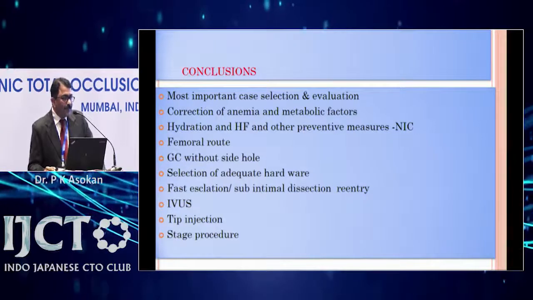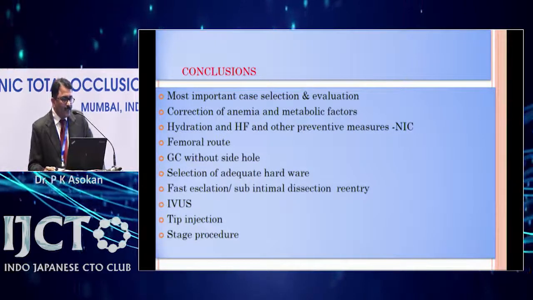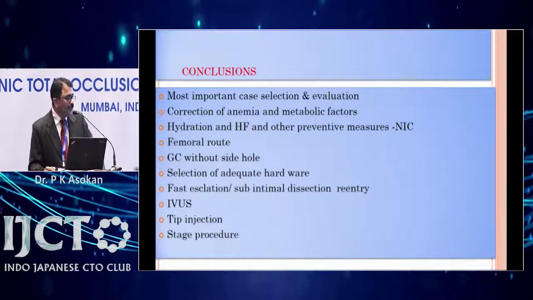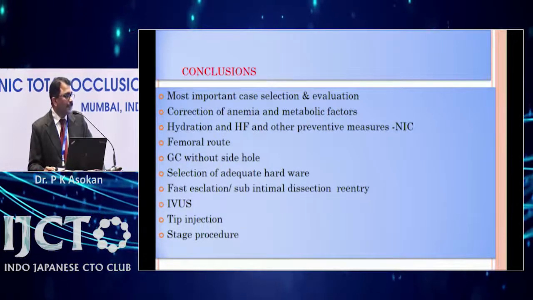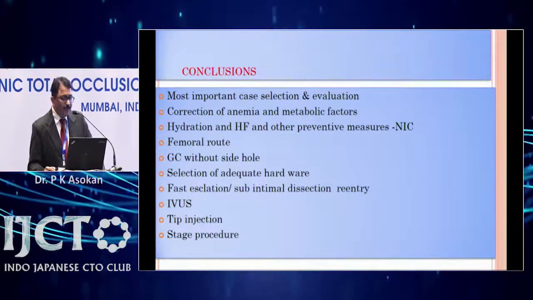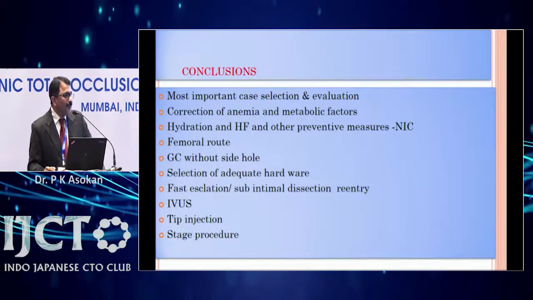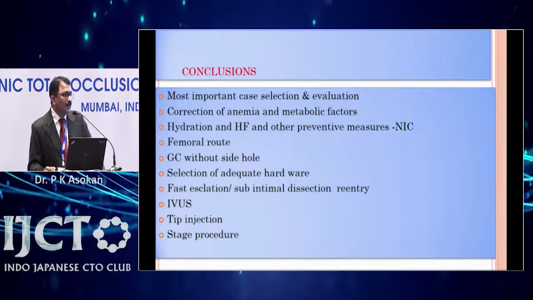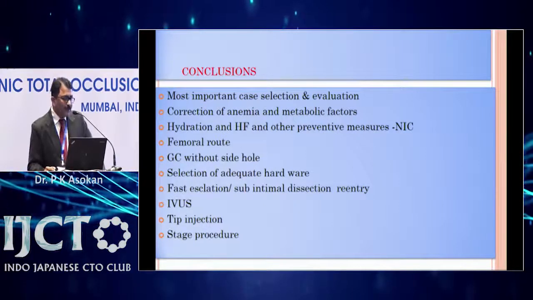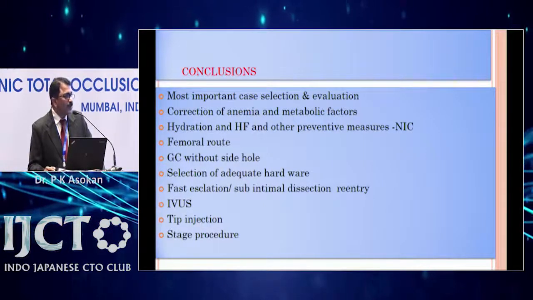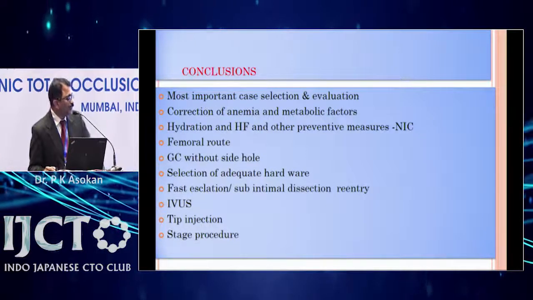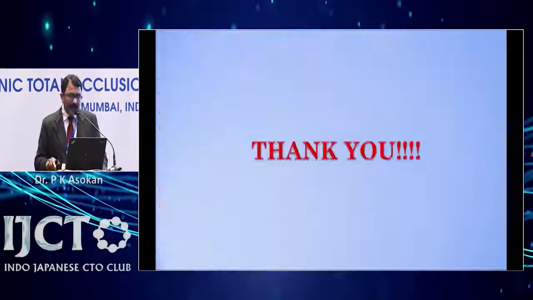Guiding catheter without side holes to reduce the contrast. Selection of adequate hardware is very important, and because our technique is changing now, moving towards fast escalation, where your procedure time is less, the contrast volume is less, and subintimal dissection re-entry may reduce the incidence of contrast renal failure. We don't have data at present, and IVUS also may reduce it, and tip injection. In stage, most important thing, if the patient comes with acute MI, you can stage the procedure. Thank you.